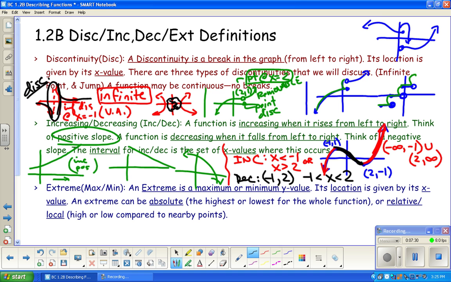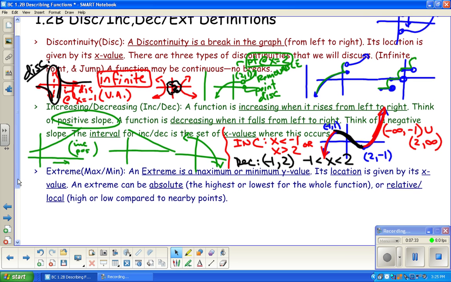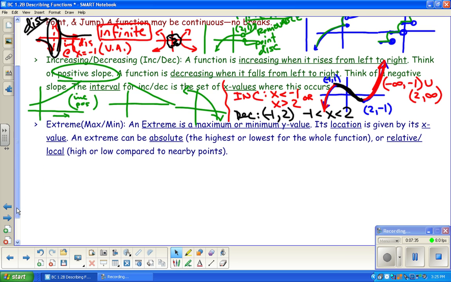Okay? And lastly, for our list of vocab, we're going to talk about extremes, maximums, and minimums. This is kind of obvious, but I have to make a big stink out of little details. An extreme, or maximum or minimum, is the y value. So it is a high point or a low point on the graph. The y value itself is the max or the min, and its location is the x value. So when we think of locations in math, it's x values. But the values of the function are the y values.